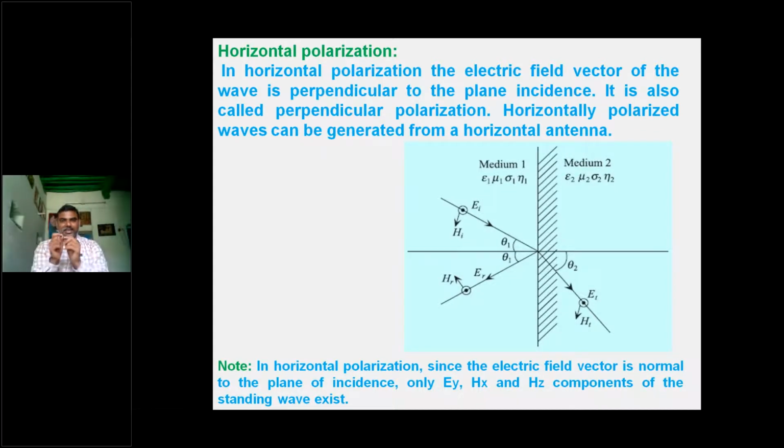See here, don't be confused. We can call that horizontal polarization or perpendicular polarization with respect to the corresponding angle of incidence or with respect to the corresponding boundary surface. So with respect to the boundary surface, it is perpendicular. With respect to the angle of incidence, it is horizontal. That's why we can call this horizontal or perpendicular polarization. And a horizontal antenna can produce these horizontal polarization waves.